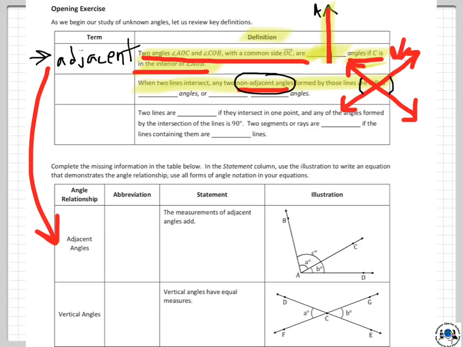What they are, though, and you probably know this already because we actually use this term, they are vertical, or we could also refer to them as vertically opposite. It means opposite. They're opposite of each other. They're across from each other. And you can see those down here as well.